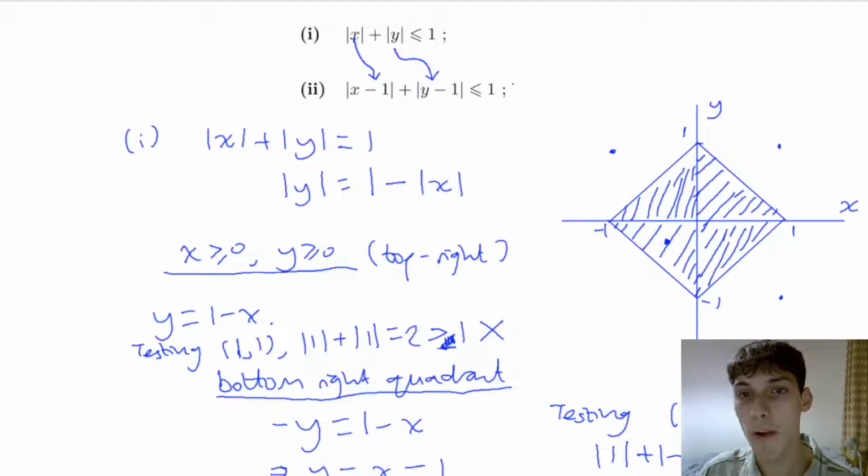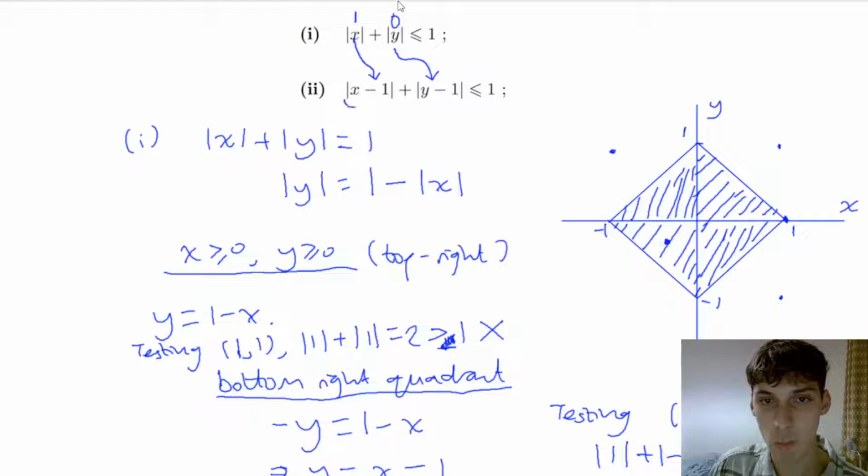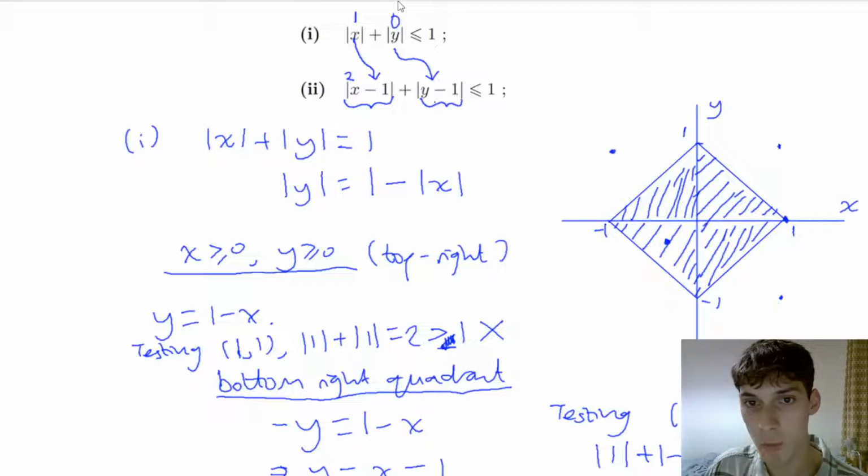So for example, if we consider the point in our part I, where x is equal to 1, y is equal to 0, what's that going to be in part II? Well, we want this bit to equal 1, so we want x to equal 2. And we want this bit to equal 0, so we want y to equal 1. So let's say y equals 1, x equals 2.